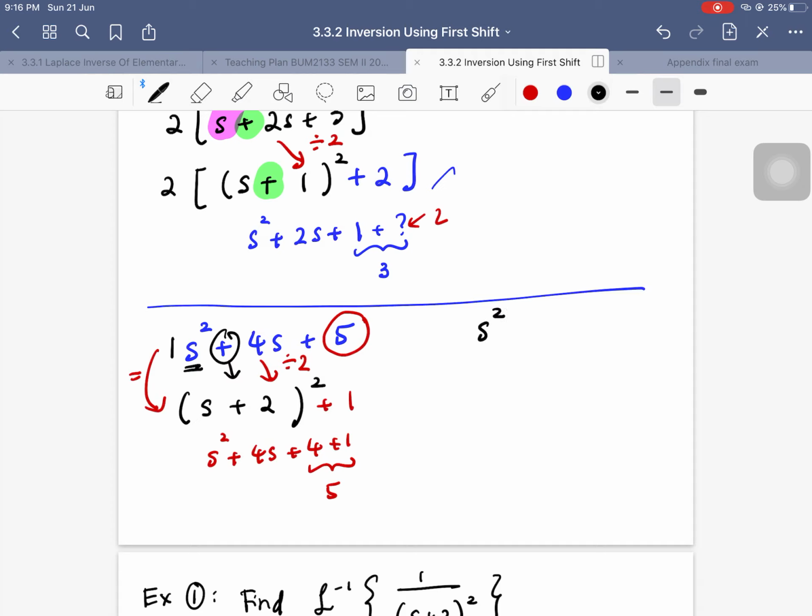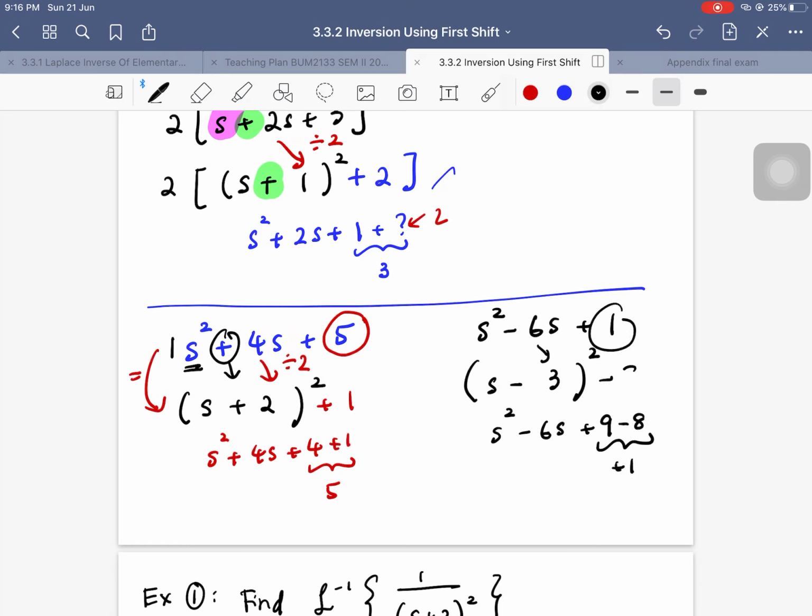Let's say I have s squared minus 6s plus 1 this time. So this is going to be s minus 6 divided by 2, that is going to equal 3. And if I were to expand, I'm going to have s squared minus 6s plus 9. But I don't want a 9. It is supposed to be a plus 1. So how am I supposed to achieve that? I'm going to minus 8. So that is going to be my complete square.